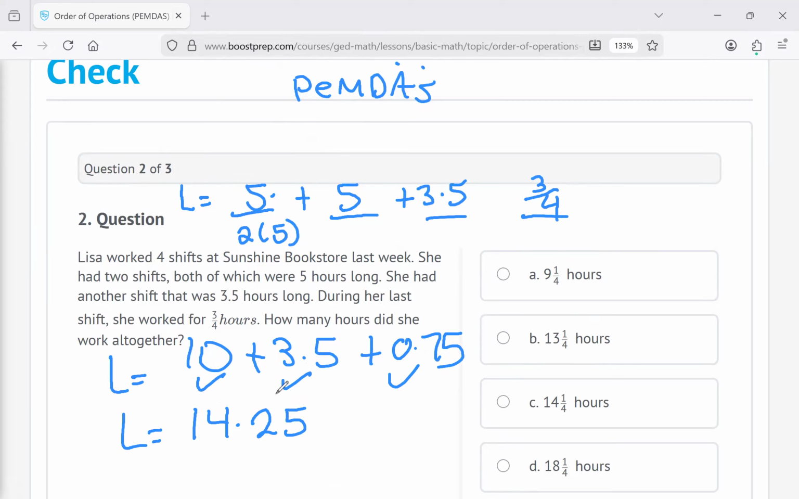So which one of these is equivalent to 14.25? Not A, not B. What about 14 and 1/4? Well, what is 1/4 as a decimal? It's 0.25. That's the one, right? 14 and 1/4 is the same thing as 14.25. Okay, not too bad. This one's not too bad.